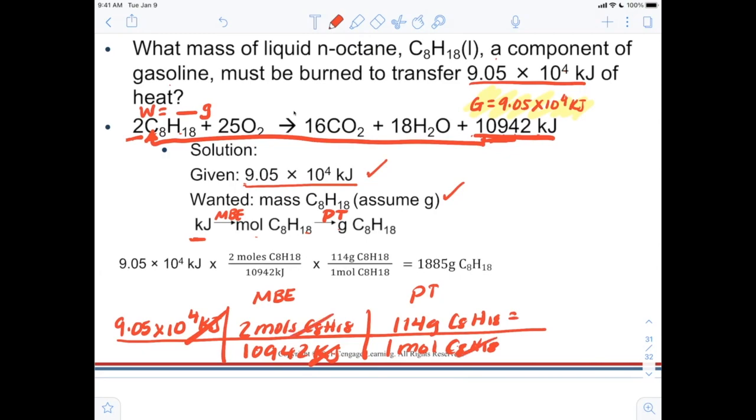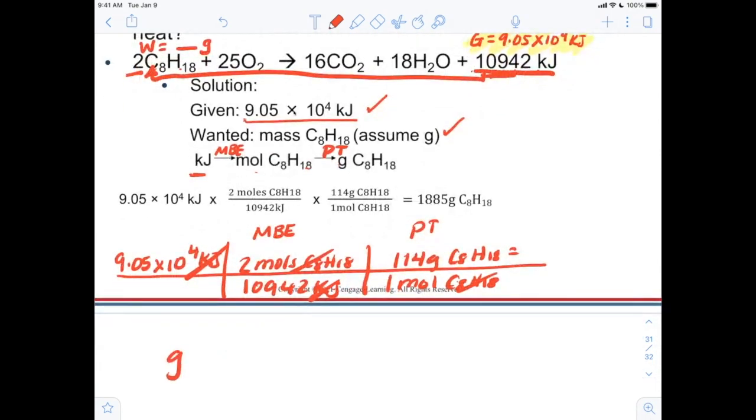Now they can ask you the reverse, where they give you grams and they ask you for energy, right? If they do that, you just go from grams to moles to kilojoules. Grams to moles, PT conversion. Moles to kilojoules, modified balanced equation. Just the reverse of what I'm doing, okay?